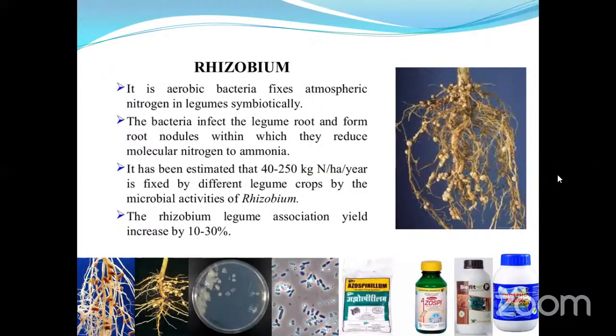And it has been estimated that 40 to 250 kg nitrogen per hectare per year is fixed by different legume crops by the microbial activities of Rhizobium. Now, this amount varies from legume to legume, and Rhizobium are crop specific, so the efficiency of the system varies from legume to legume. And it has been estimated that the Rhizobium legume association can increase the yield by 10 to 15%. In some cases, it can increase up to 30%.